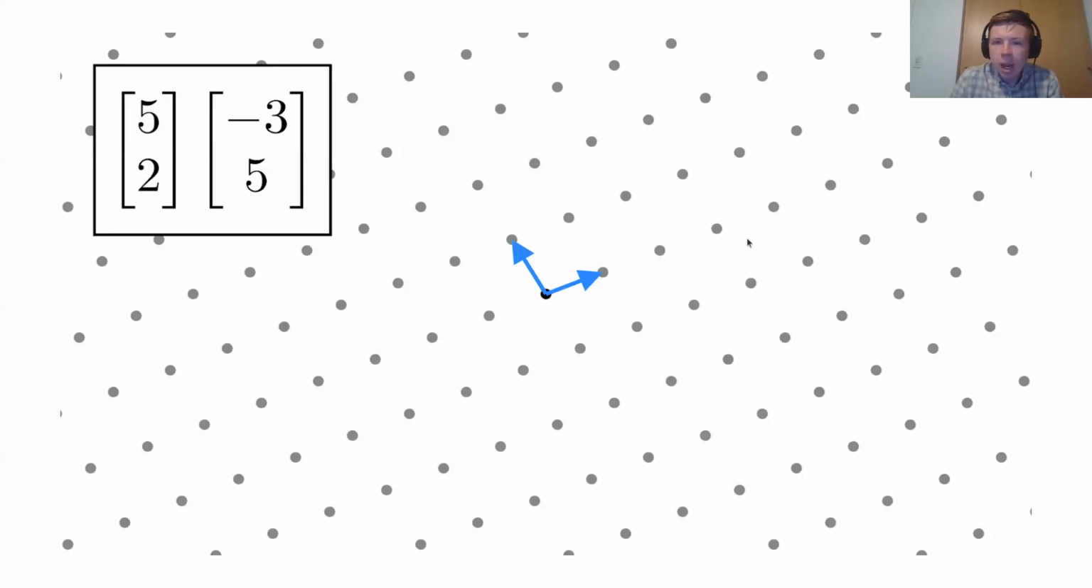So are you able to see my mouse right now? Is that showing up in the screen share?